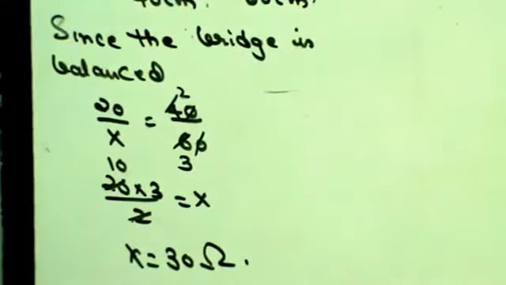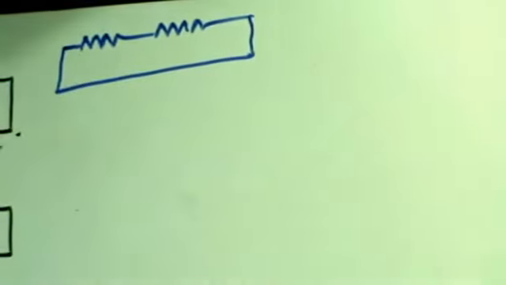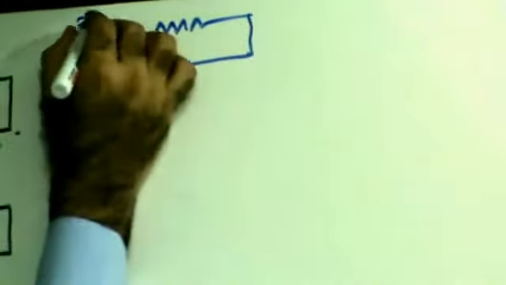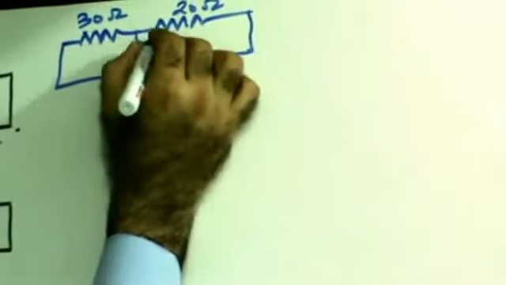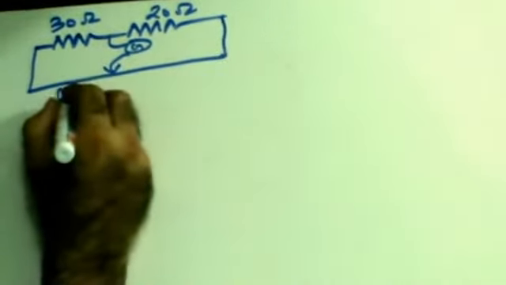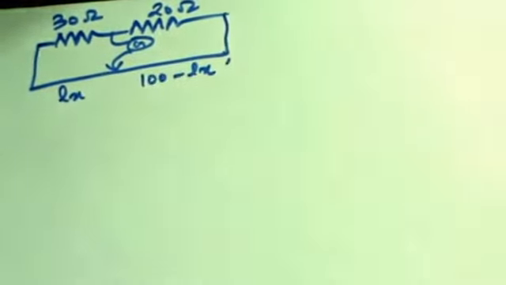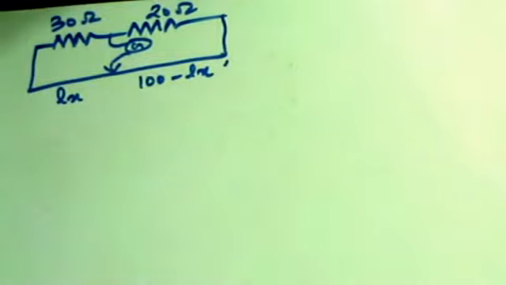Now they are saying to repeat the experiment by interchanging the resistors. So let's see how we do this. That means I need 30 ohms in the left gap and 20 ohms in the right gap. So this is going to be 30 ohms here and 20 ohms here. Right? Let's assume that this length is Lx and this length therefore will be 100 minus Lx. Do you get this? So you are interchanging the resistances.